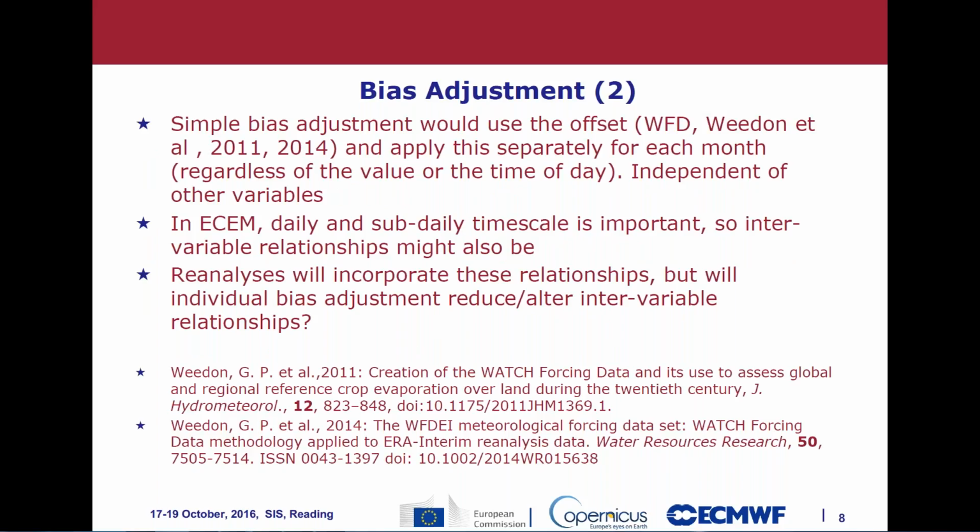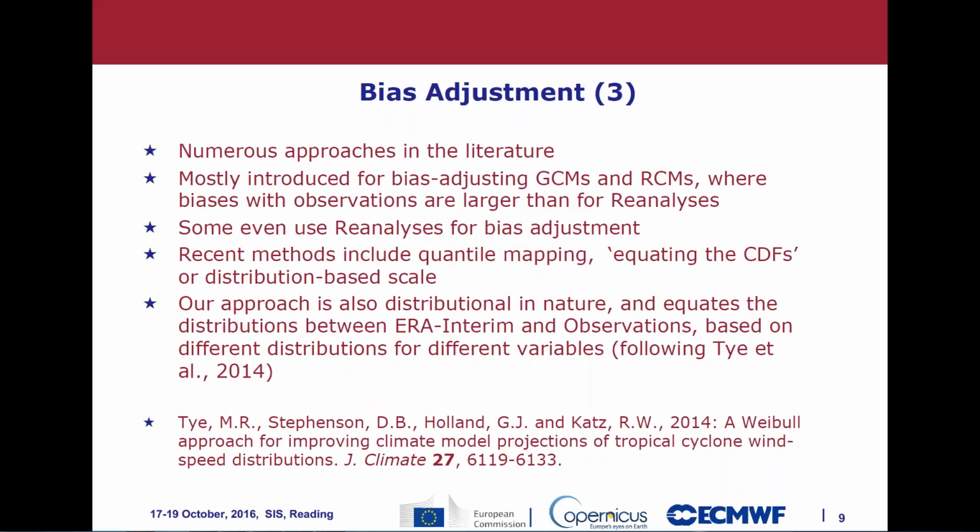So if you think back to the Whedon work in the WATCH project, that is adjusting the mean, essentially. Here we're adjusting the mean and the variance in a way, so we're improving the distributional plot of ERA-Interim compared to observations. And the approach we're following is this paper by Tai et al., in which they're altering the shape and scale parameters of the Weibull distribution for wind speeds in order to make ERA-Interim look better compared to observations.